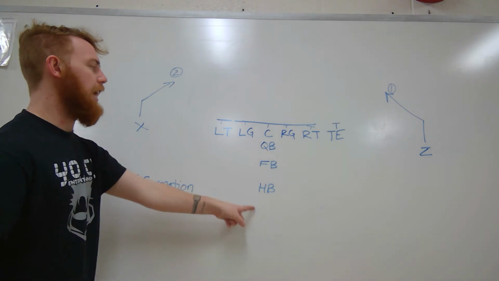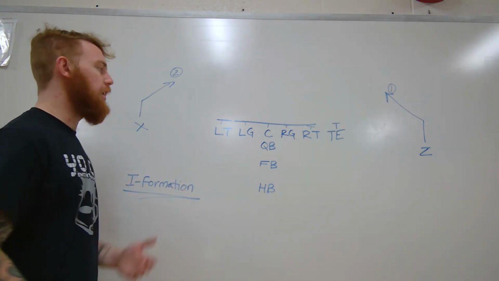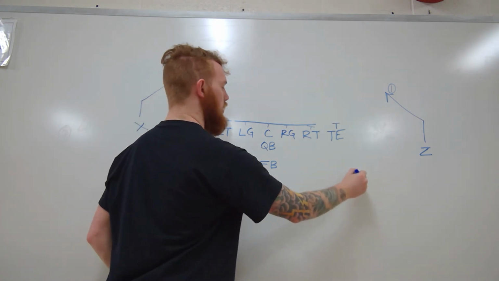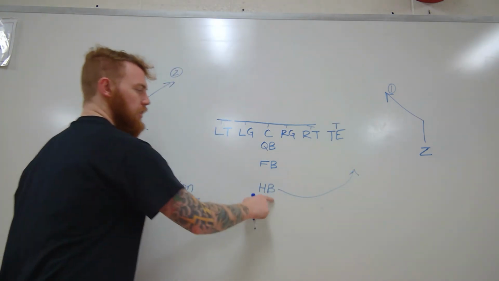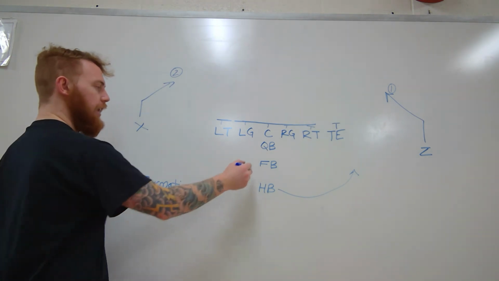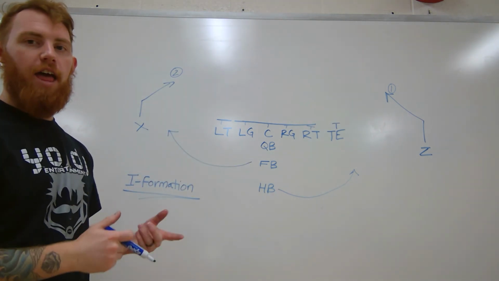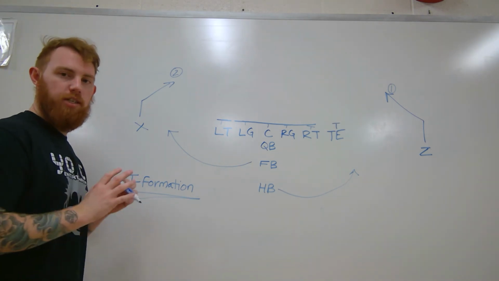Then we have these two guys. We don't know what we're going to do yet. Let's do this. As we know from our route tree video, we have a halfback here. Let's do a flare. And then let's do a fullback doing a flare to the other side. That way, we have versatility on this play.